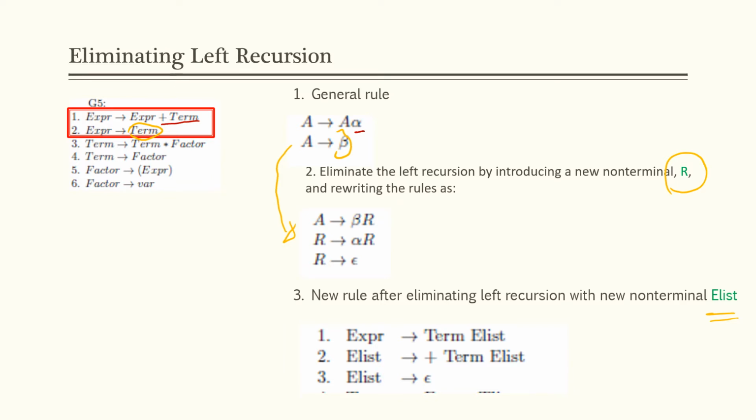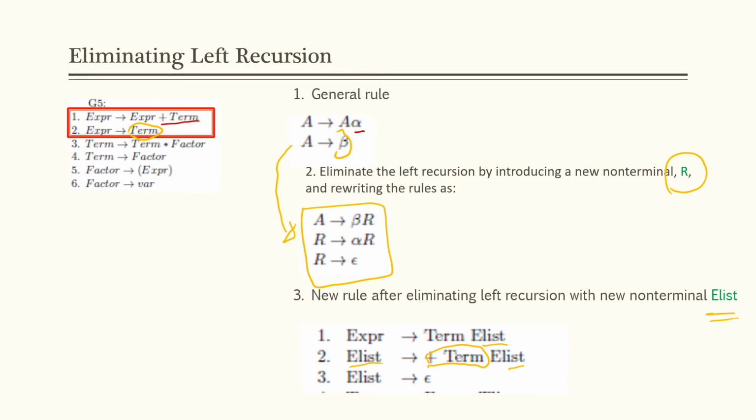So we follow the format we have in the second step here. A will be the expression. Beta here is term, so we replace the beta with term. We replace R with E-list. Second is R goes to alpha R. So R actually is E-list, alpha is actually plus term, and R is E-list again.